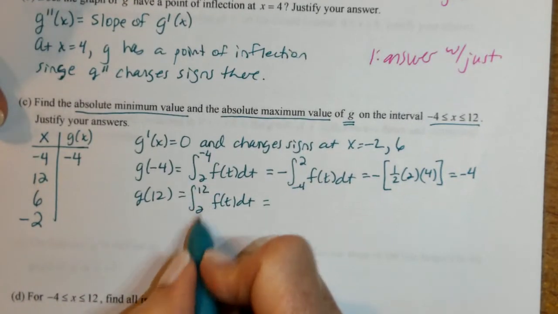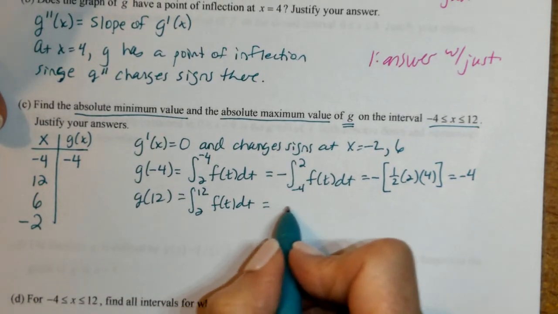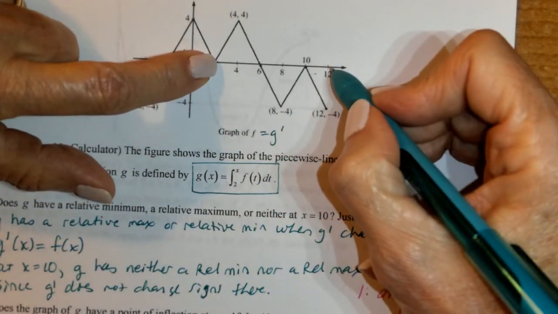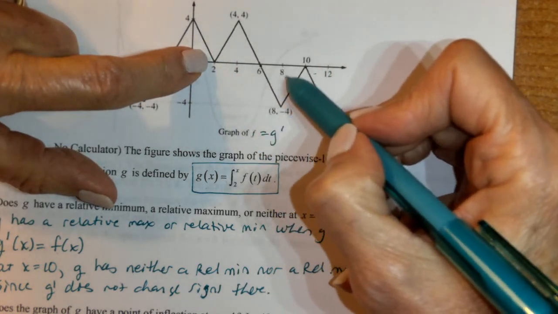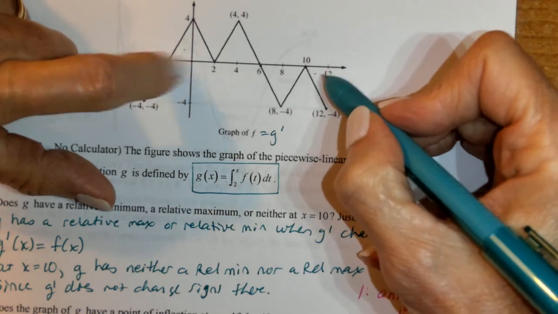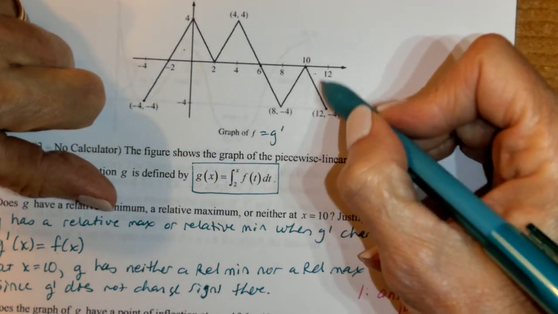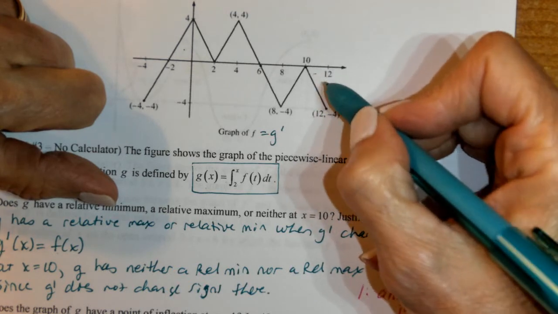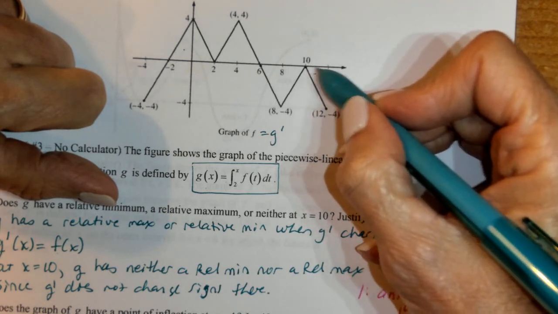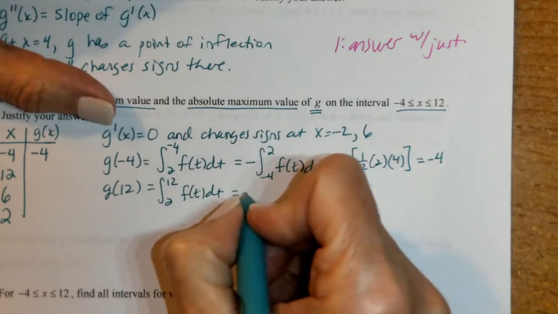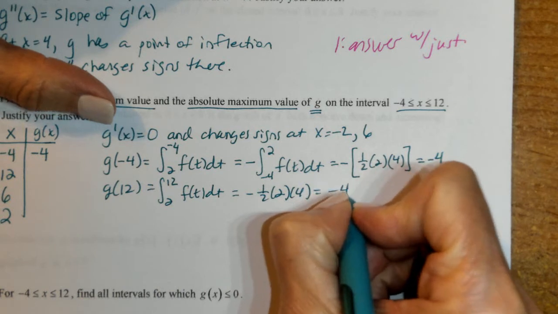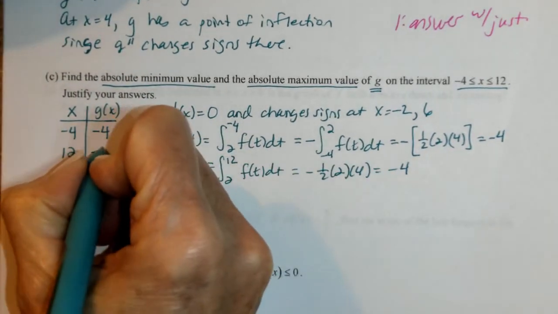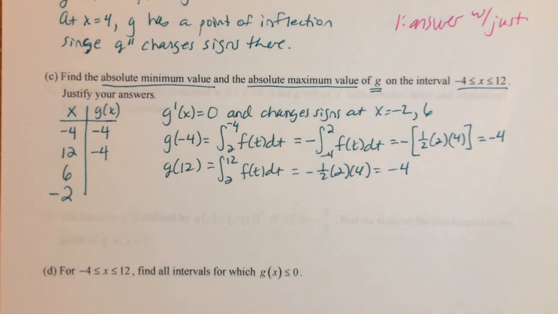So this time I don't need to switch the boundaries, so I don't need a negative or anything like that. I'm going to go from 2 to 12. Well, this area and this area cancel each other out. So from 2 to 12, I only need to consider this area here. It's below the x-axis, so I make it negative. 1/2 base times height, 1/2 2 times 4. So negative 1/2 2 times 4, which again is negative 4. So when x is 12, g is negative 4 still.